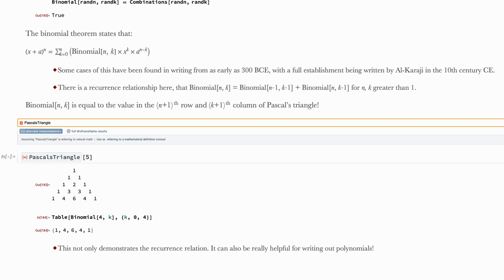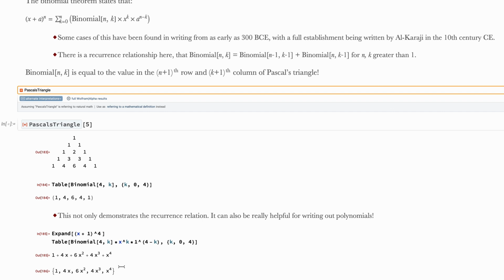To add to that, the binomial theorem can make it way easier to write out long polynomials. For example, if we take x plus 1 to the power of 4, writing this out can be a pain.